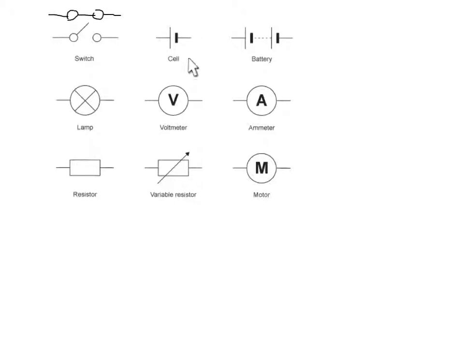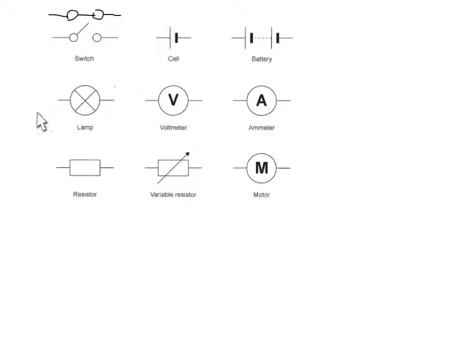Okay, this is called a cell, or a 1.5 volt battery. This will be a battery as well. So at the year 8 level, it's okay to use both of these, but in later years, this is known as a cell. So it's 1.5 volts, and this is more volts.